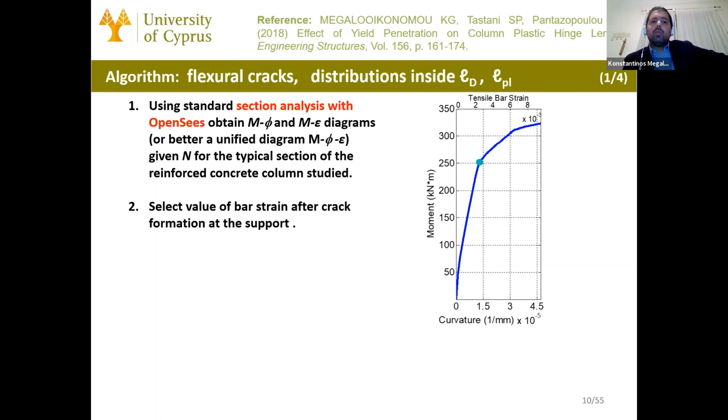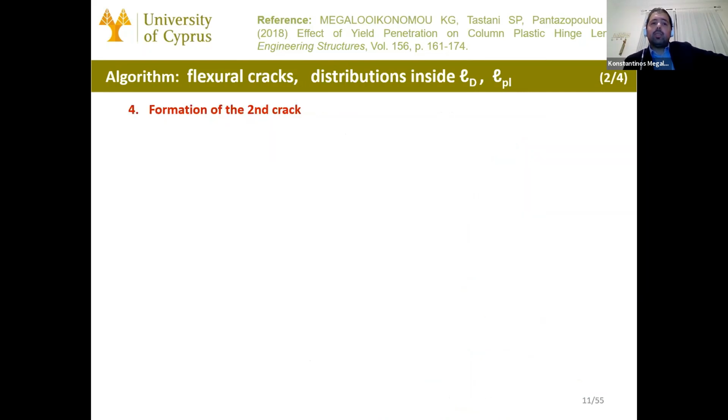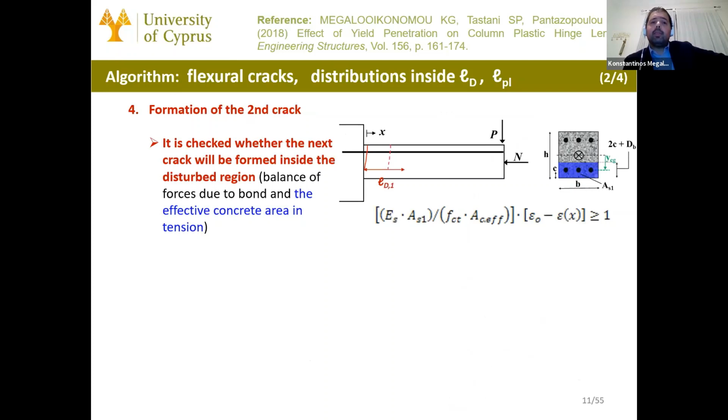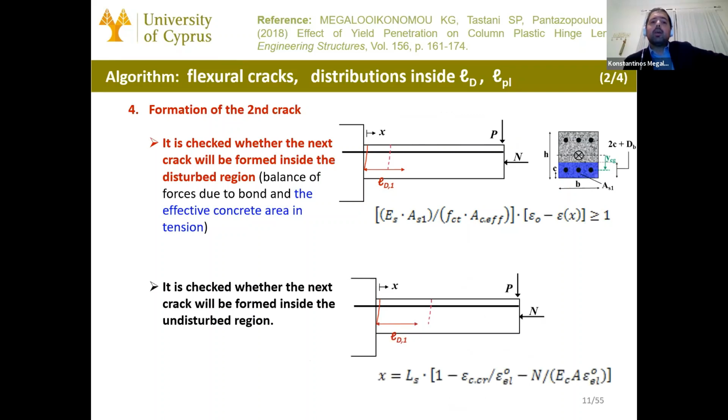And we select a value of bar strain after crack formation at the support, and we solve for the length of the disturbed region emanating from the first crack. And having this length, we then have to decide where the second crack will be formed. We have to define that, and we check if this will happen inside the disturbed region where the equation of bond applies, or outside the disturbed region where we have the elastic response solution.